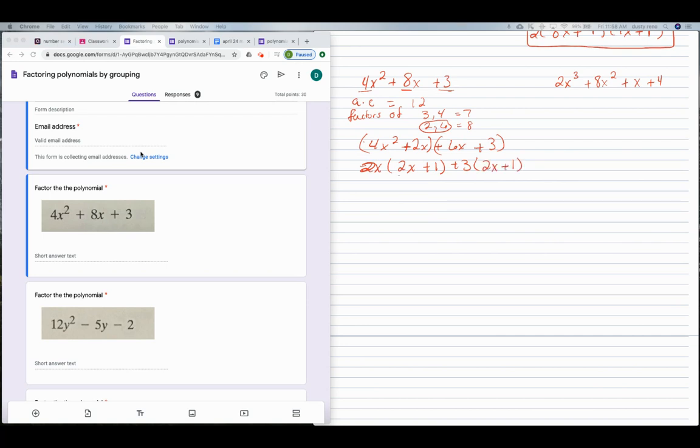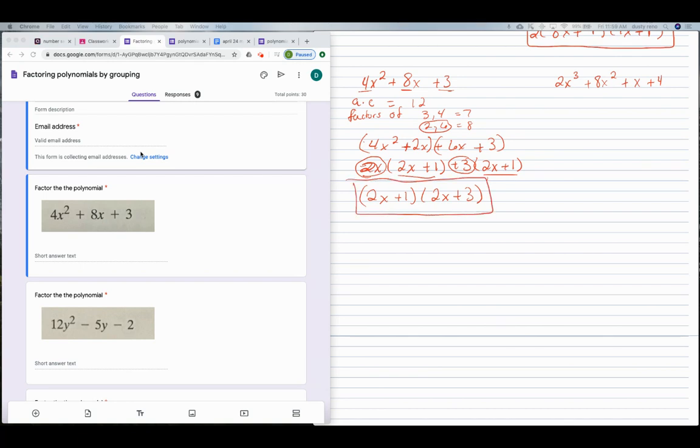Okay, if you notice, we get 2x plus 1 and 2x plus 1. So that's going to be one factor of the binomial. This 2x that we factored out and the plus 3 that we factored out, that's going to give us our second binomial factor. So 2x plus 1 times 2x plus 3. Okay, and there we factor this by grouping.